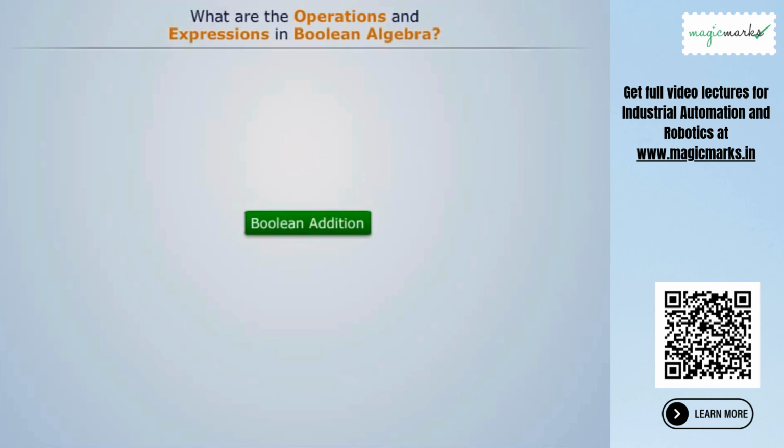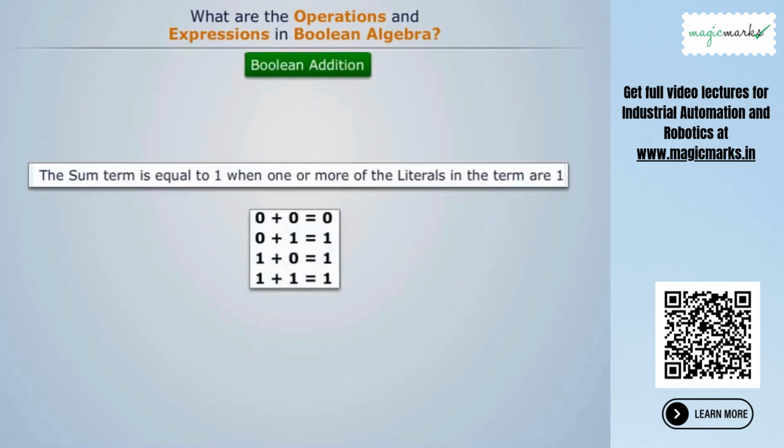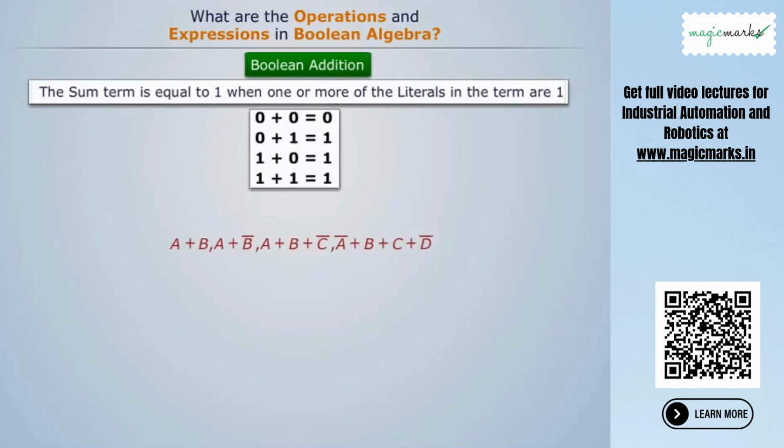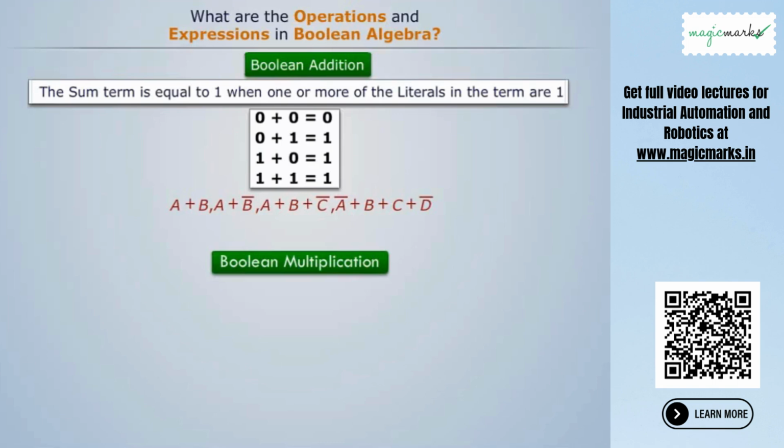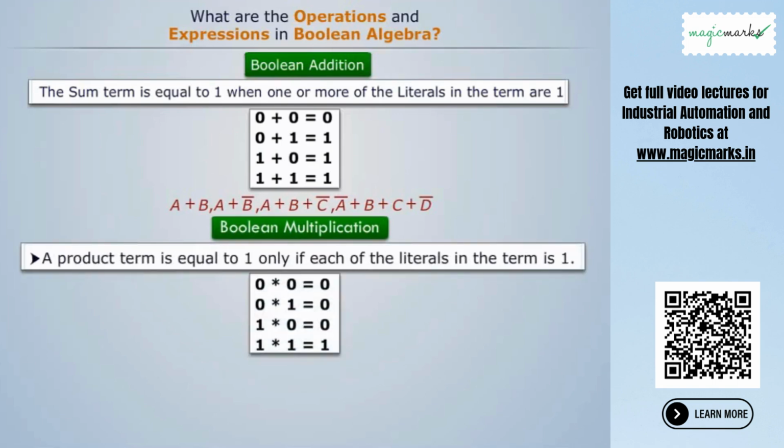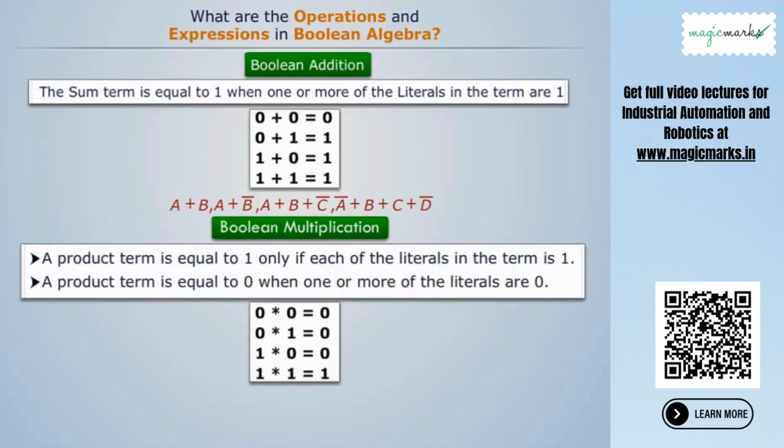Boolean addition. The Boolean addition rule is that the sum term is equal to 1 when one or more of the literals in the term are 1. It is denoted as plus. Boolean multiplication. The Boolean multiplication rule is that a product term is equal to 1 only if each of the literals in the term is 1. A product term is equal to 0 when one or more of the literals are 0. It is denoted as a dot.